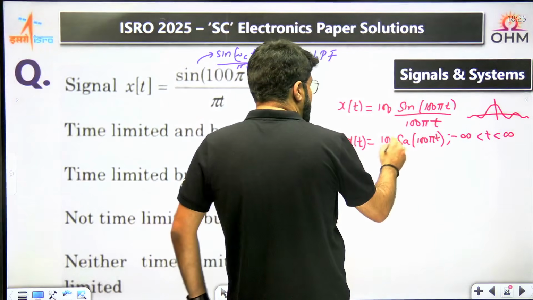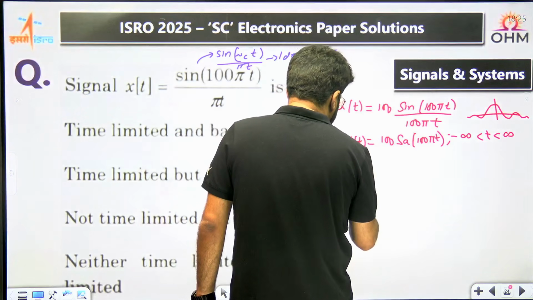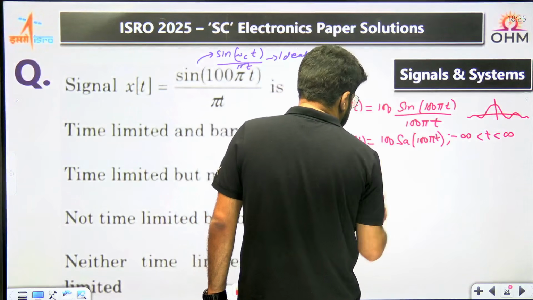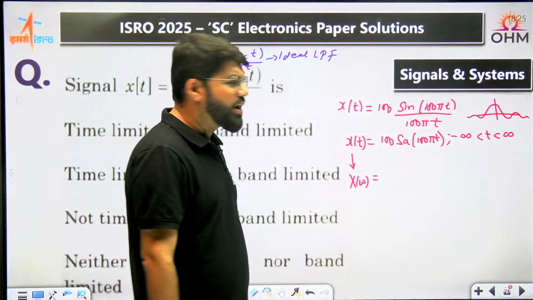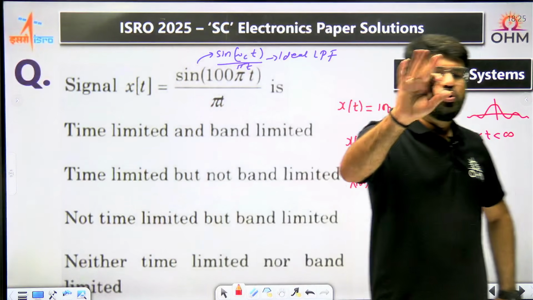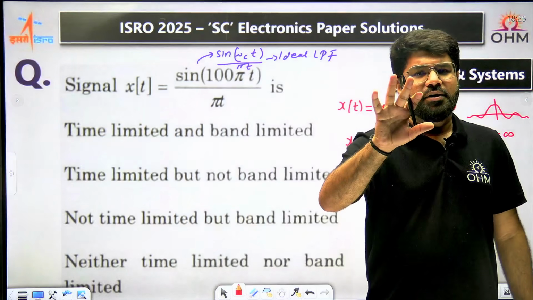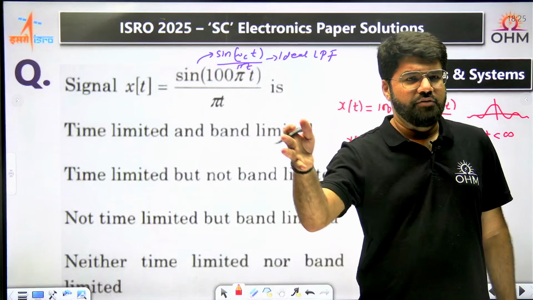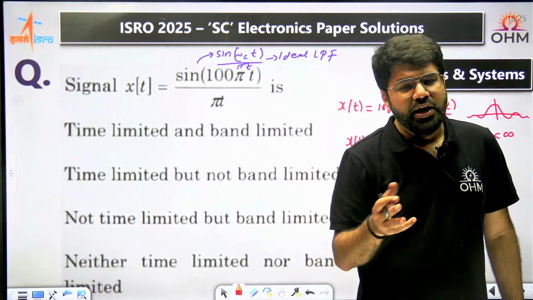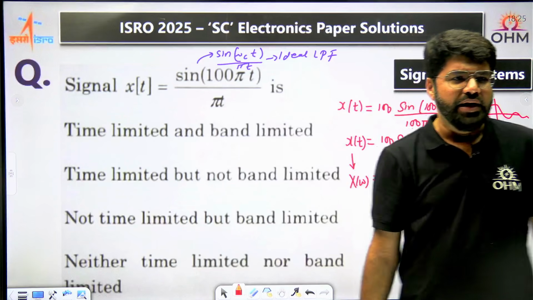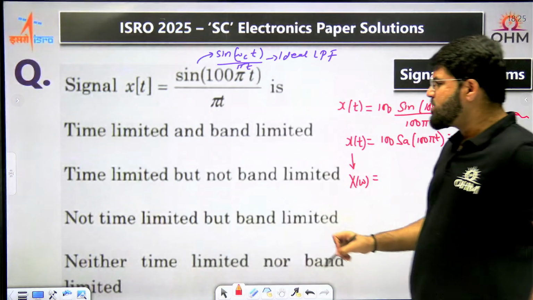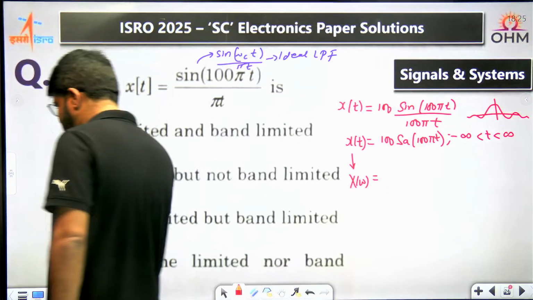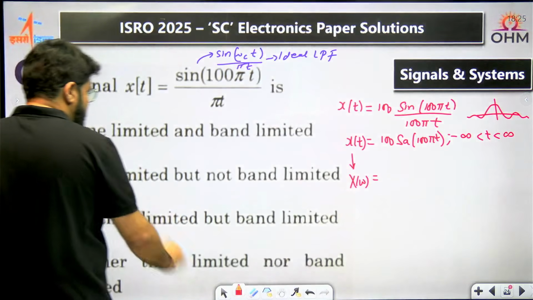Why? Because what is the Fourier transform of it? I'll write down the exact formula, because the Fourier transform of a sampling function is rect. Sampling is in the time domain for infinite range, but the sampling function's Fourier transform is rect. Rect has a finite duration, so it is band limited. So you can directly choose the answer. It is not time limited, but band limited. That you can just see and decide.